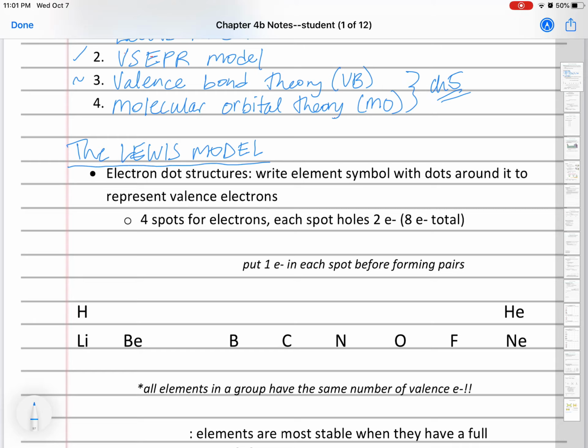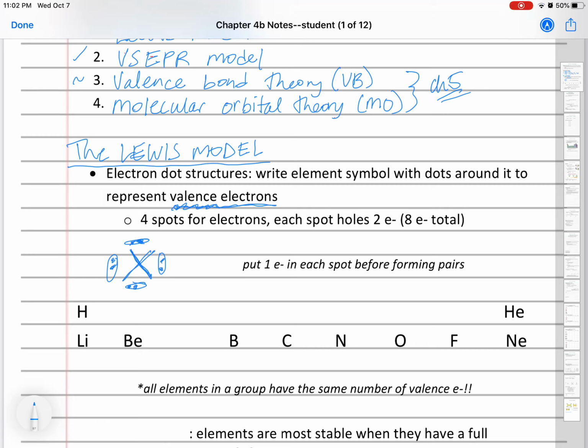All right, so the Lewis model uses these electron dot structures. The electron dot structure is where we write the element symbol with dots around it to represent valence electrons, just the valence electrons, which remember are the outermost electrons. So we can think of each element symbol as having four regions: north, east, south, and west. We can put two electrons in each spot, but we put them in there one at a time before we form pairs. A valence shell is full with 8 electrons, so we could put a maximum of 8 electrons in here.